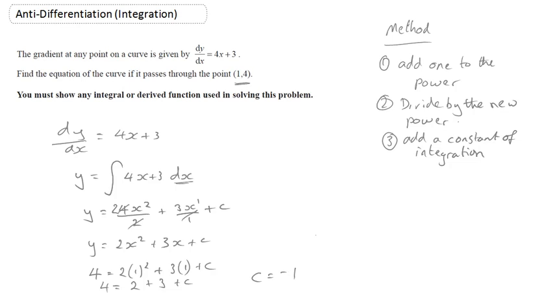So I can now say with definitive confidence, oops, I wrote down the number 3 when I really didn't need to. It's 2x squared plus 3x minus 1. I have anti-differentiated, and there you go.